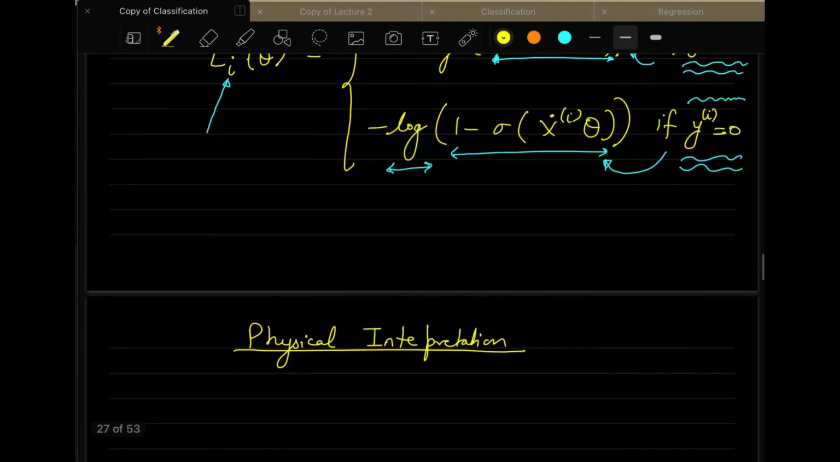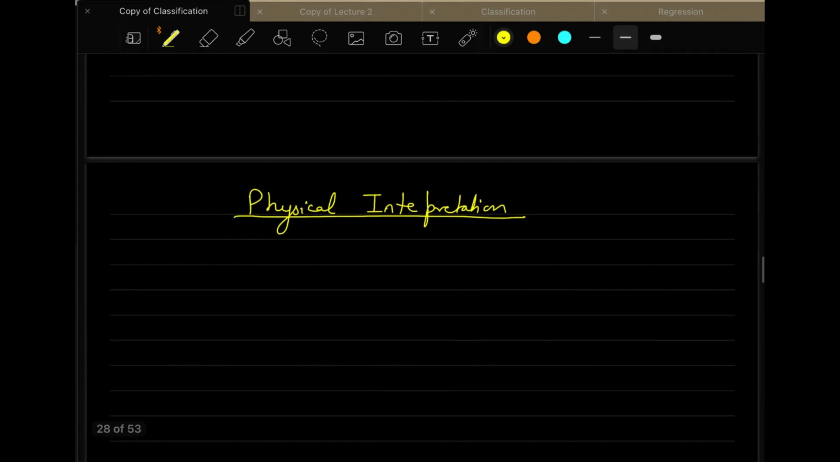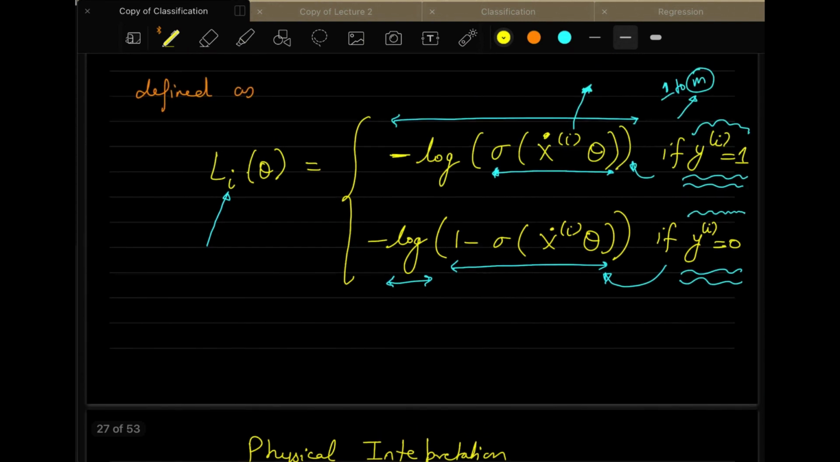So now, as you can see, we have combined these two equations together into one single equation, which is given here. So let us now discuss the physical interpretation of this, like why we have come up with this particular cost function and what is the advantage of that.